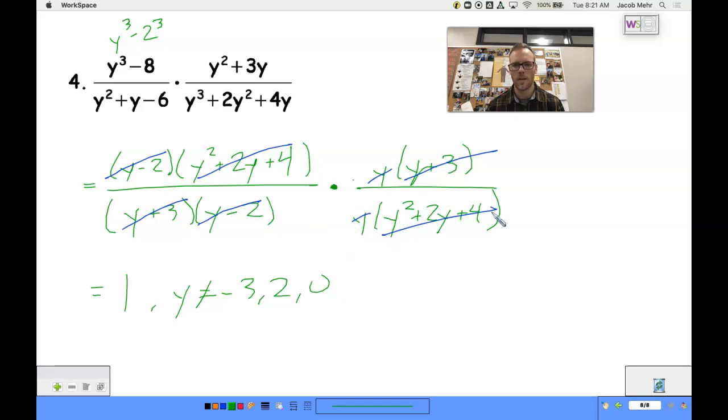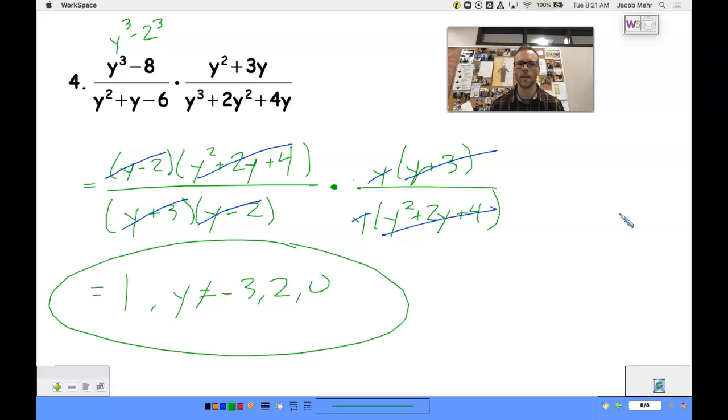Is there anywhere where y squared plus 2y plus 4 equals 0? And the answer to that is no. This does not have any places where it's equal to 0. You could use the quadratic formula to confirm that, but this does not equal 0 anywhere. So this simplifies to 1. There we go.